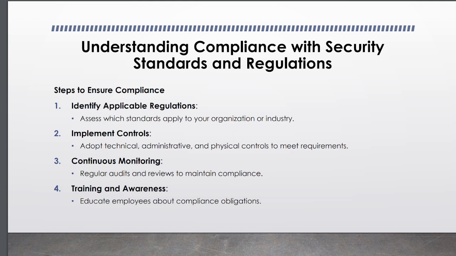Then we have here the steps to ensure compliance. First, of course, we have to identify the applicable regulation, assessing which standards will be suitable for our system, organization, or industry. Next is implementing controls, which is about adopting technical, administrative, and physical controls to meet requirements. And of course, continuous monitoring, with regular audits and reviews to maintain compliance and make sure that there's no problem. The last one is training and awareness, which is about educating employees about compliance and applications to make sure that the system is properly working. Because we already know that sometimes it is not about the system, it is about the user problems.